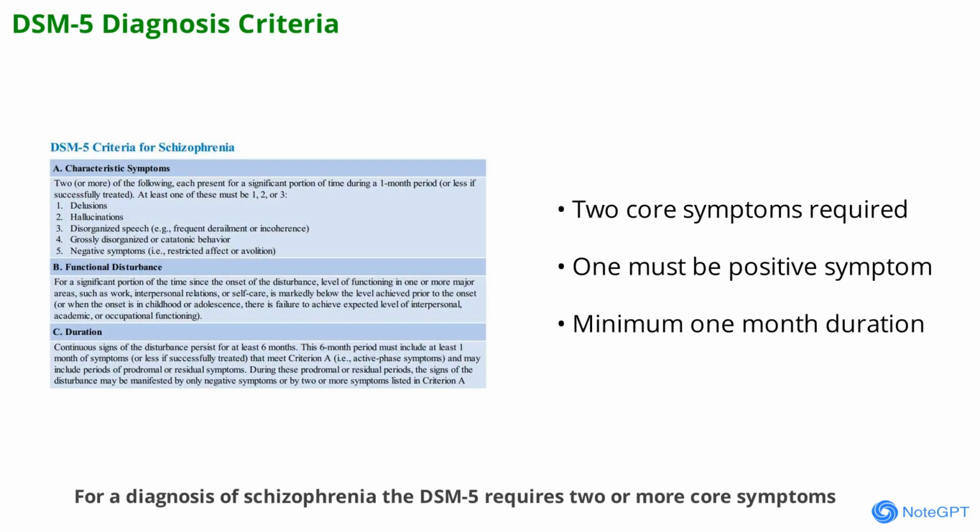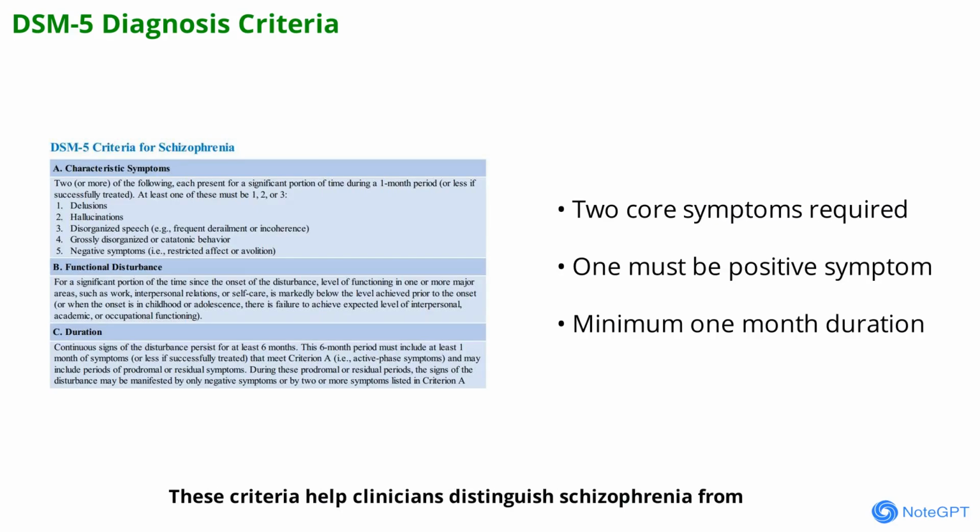For a diagnosis of schizophrenia, the DSM-5 requires 2 or more core symptoms, with at least one being hallucinations, delusions, or disorganized speech, present for at least 1 month. Additional symptoms may include gross disorganization and diminished emotional expression. These criteria help clinicians distinguish schizophrenia from other psychiatric disorders and guide appropriate treatment planning.